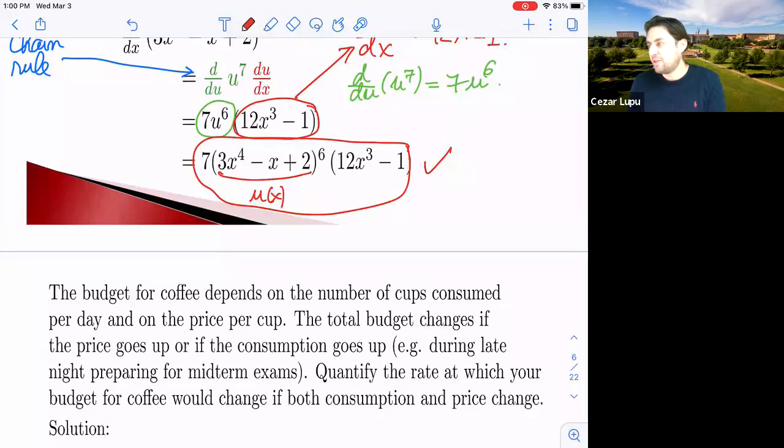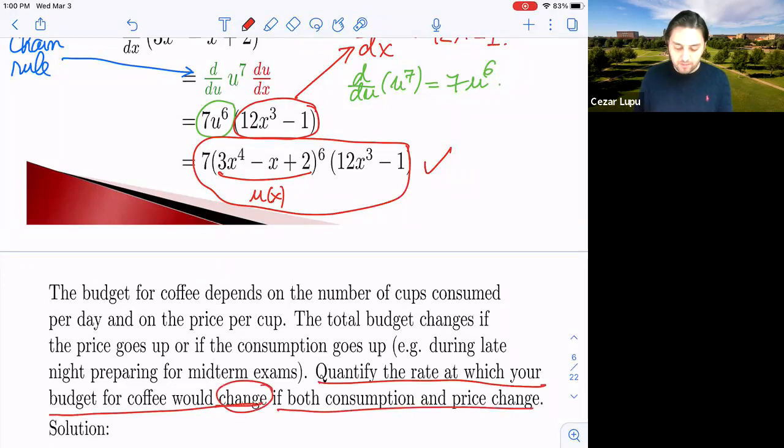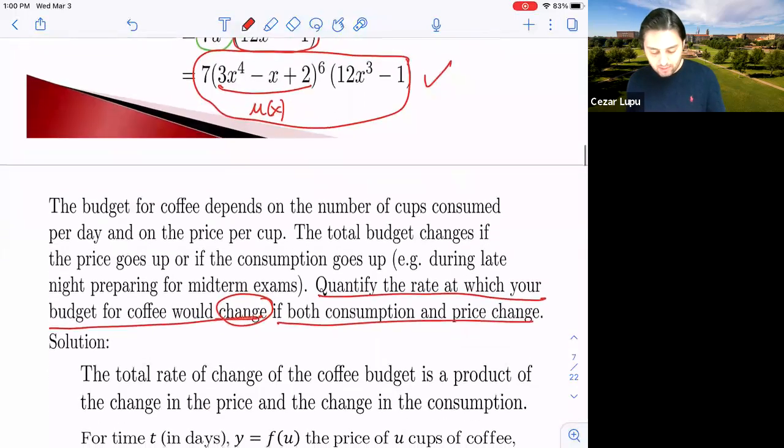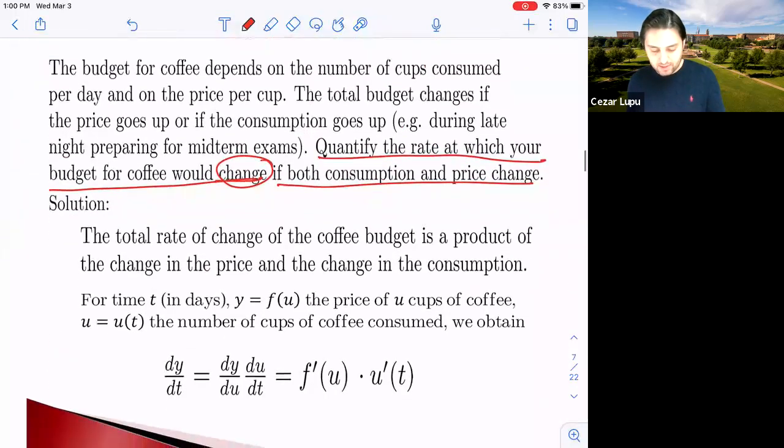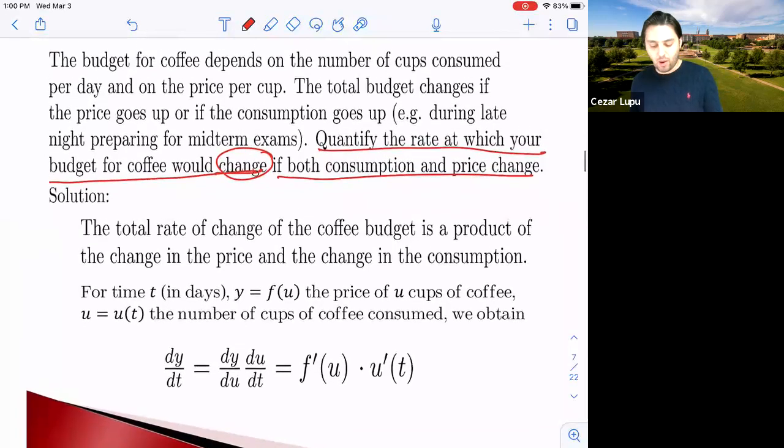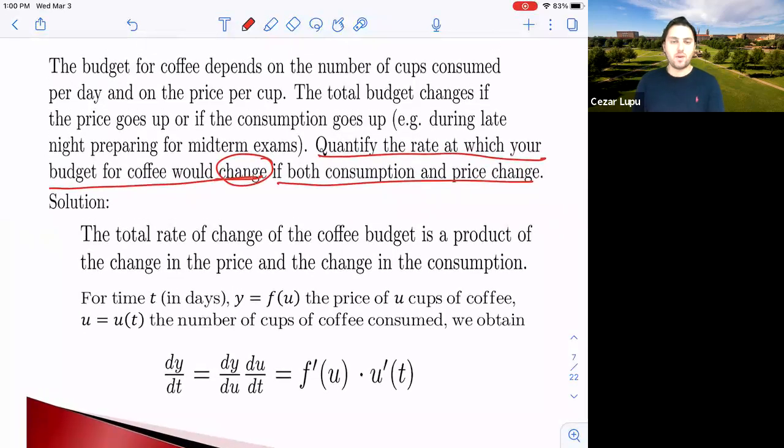So what do you think of this? So we need to quantify the rate, look here, at which your coffee budget would change. When you hear the word change, you think of derivative. But this time, you have something to take into account. And what would that be? And let me tell you explicitly now why the chain rule is very important. You see, this is a real life situation.